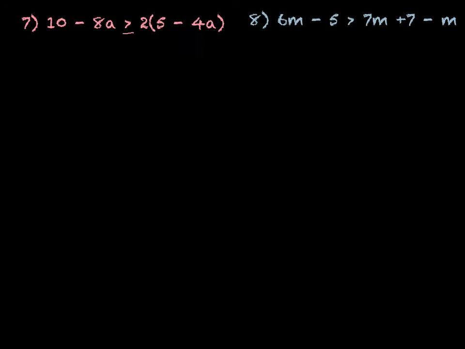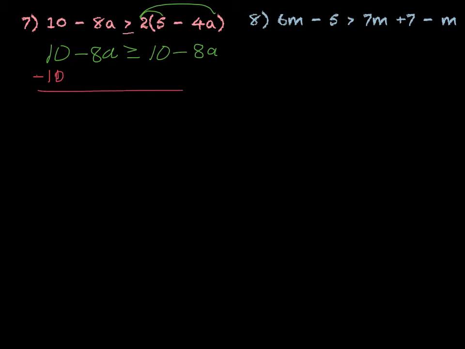Final answer. And next example, we have 10 minus 8a is greater than or equal to 2 times the quantity 5 minus 4a. So once again, we have a distribution that we're going to do first. So then we have 10 minus 8a is greater than or equal to 10 minus 2 times 4 is 8a. And now I'm going to solve as I have before. So I'm going to start with subtract the 10 from both sides.